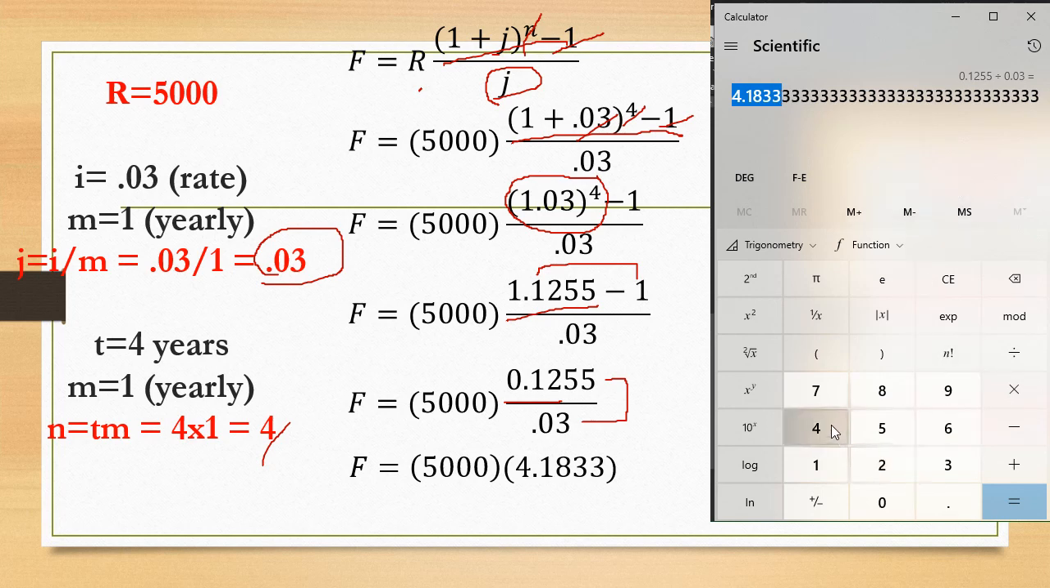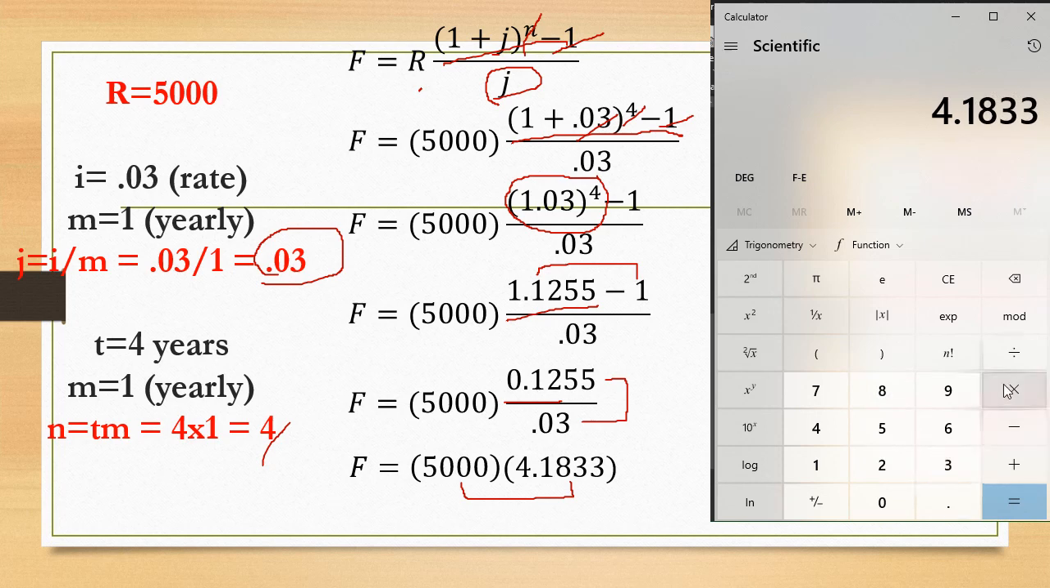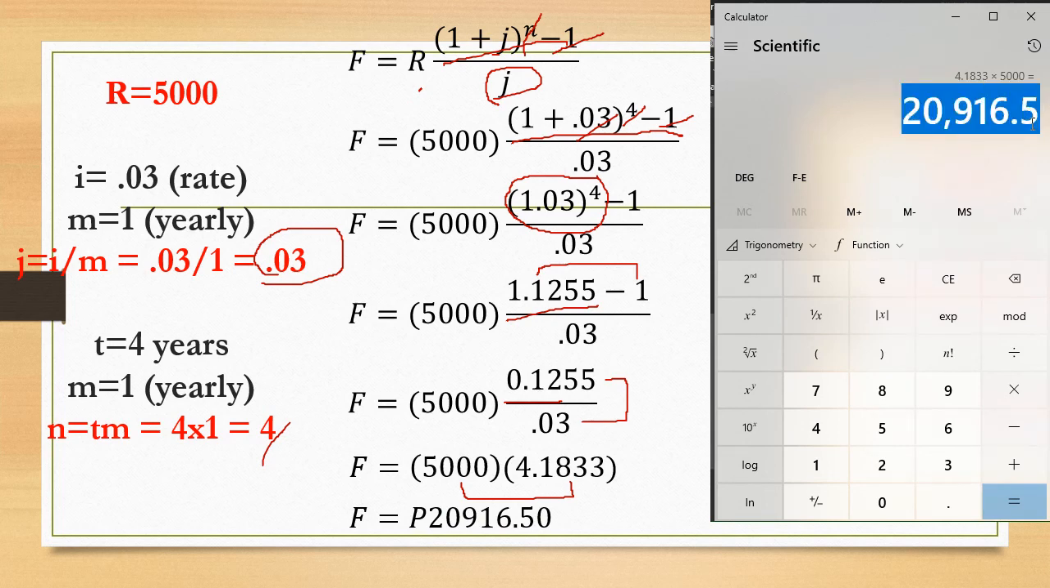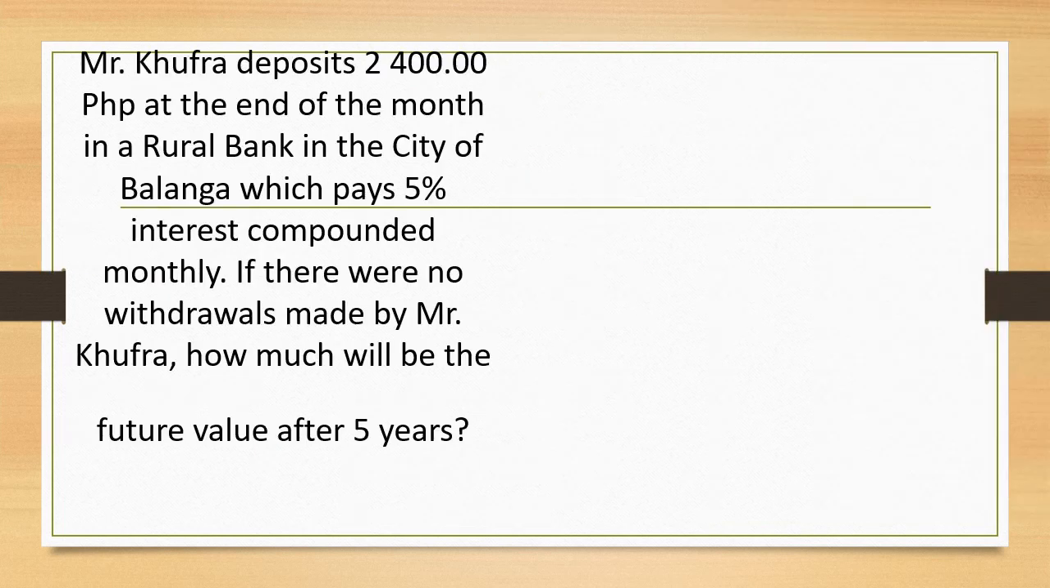So multiply these two numbers, finally multiply them, and we should be having the future value of John Mark's money, which will be 20,916 pesos and 50 centavos. Now let us have another example.